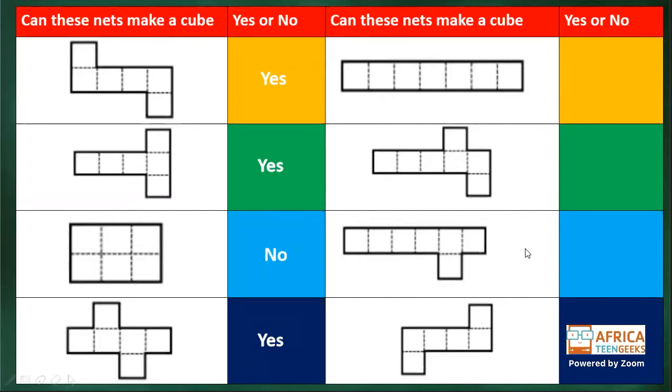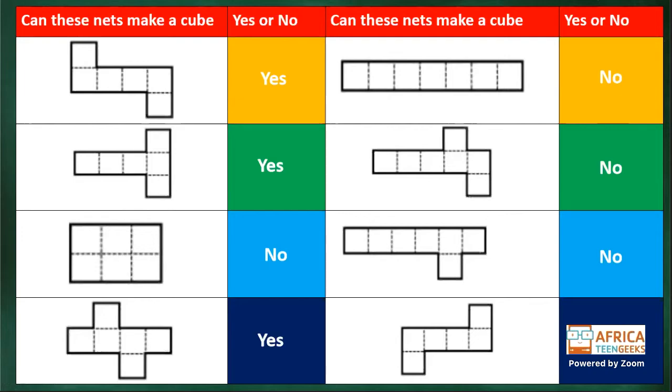How about the next one? Is that the net of a cube? Remember to count the faces. We have 1, 2, 3, 4, 5, 6, 7 faces. So no, it's not, Lolo. That is not the net of a cube. How about the next one? Count the faces first before you even look at anything else. 1, 2, 3, 4, 5, 6, 7. No, definitely not. How about the last one? No, definitely not, because it has 7 faces.